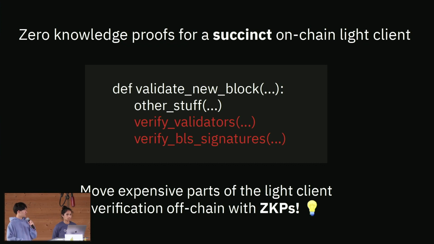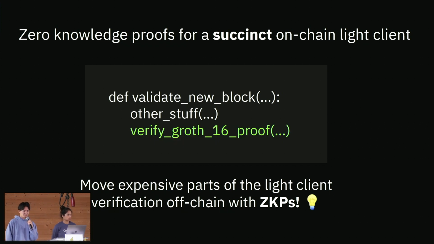And as I mentioned multiple times before, the big two challenges are these two bottom functions that I highlighted in red. Essentially, we can move all of this expensive compute off-chain, wrap it up into a zkSNARK, and what we do instead on-chain is just verify this super easy to verify Groth16 proof, and that makes it super gas efficient to run these light clients on-chain.